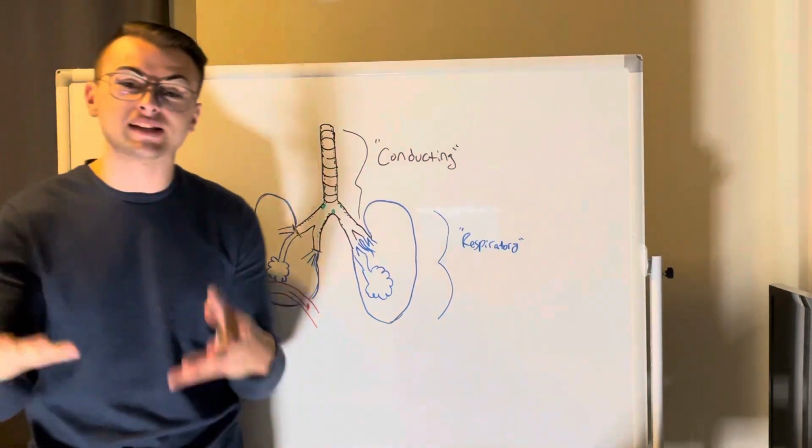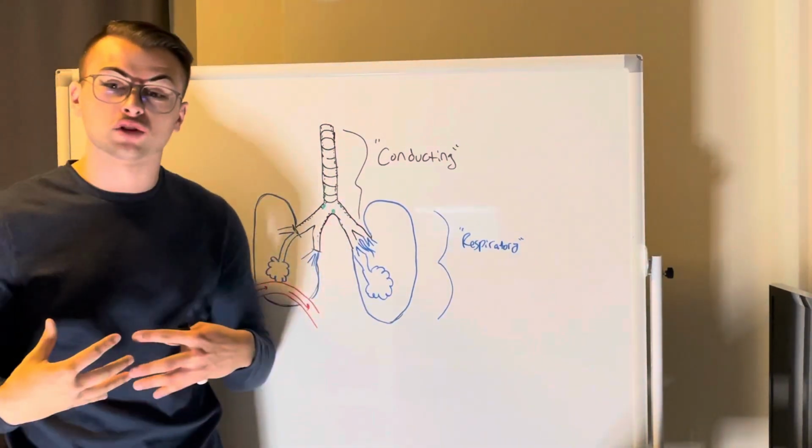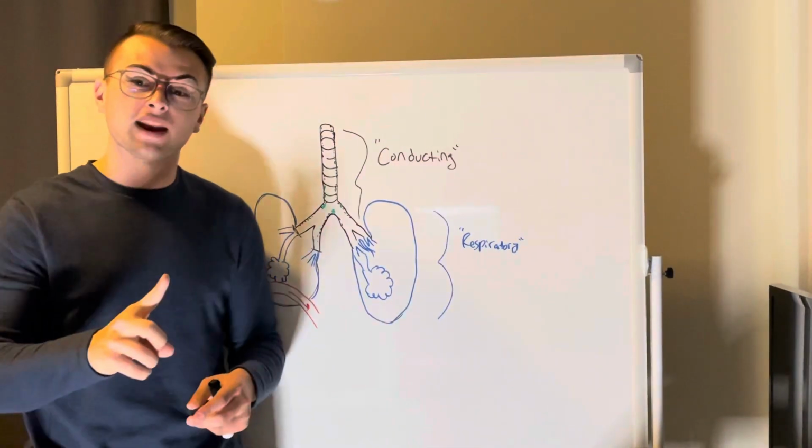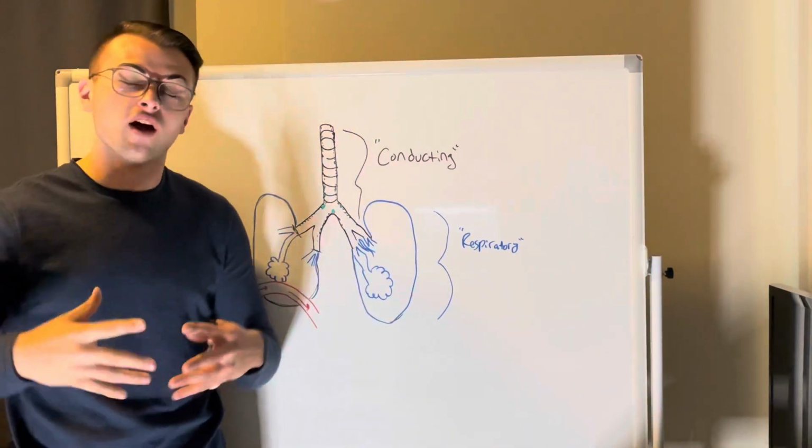So this is the basic structure of our lungs: 3 lobes on the right, 2 on the left, 1 main airway, and hundreds of millions of alveoli.